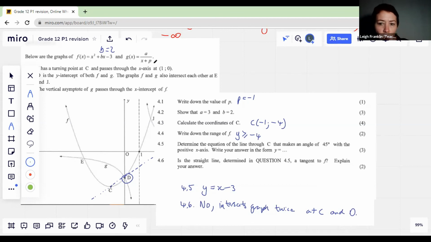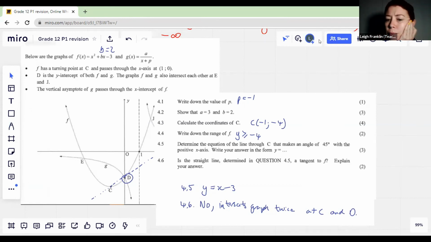Okay, Matrix, are there any other questions that you'd like to ask me before we close off? You didn't sub in A is 3 or B is 2 in question 4.2. Any other questions, Matrix? All righty, CP. Cool, thank you.